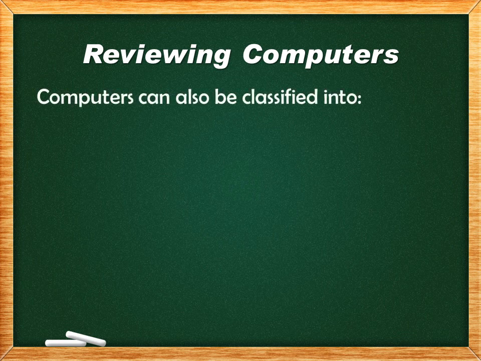On page number 5, the first line is: computers can also be classified into. Remember one thing, we studied in the last lesson there are three kinds of computer. Kinds and classifications are different. The first kind is mainframe, the second is mini, and the third is micro.